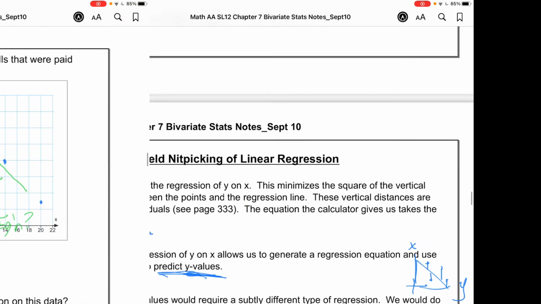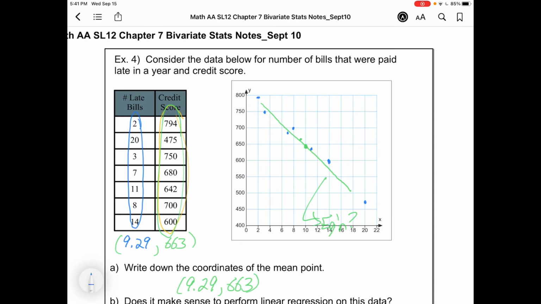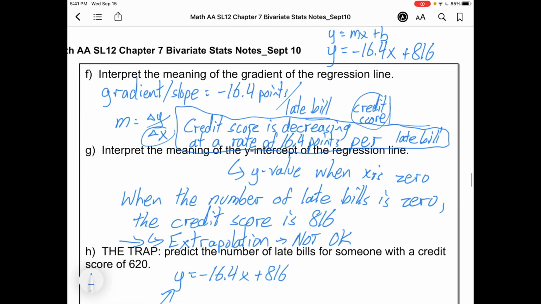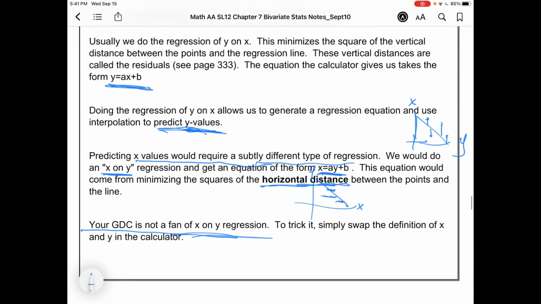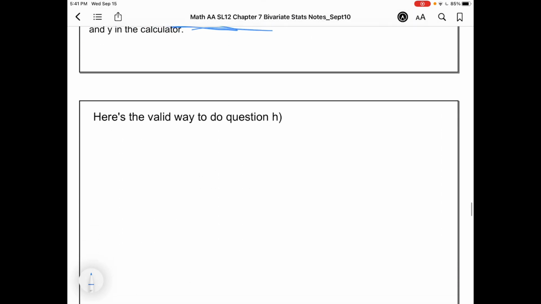Just to recap, here's the data that we were talking about, and here's the question. Predict the number of late bills for someone with a credit score of 620. So let's go back to that. Predict late bills if credit score is 620.